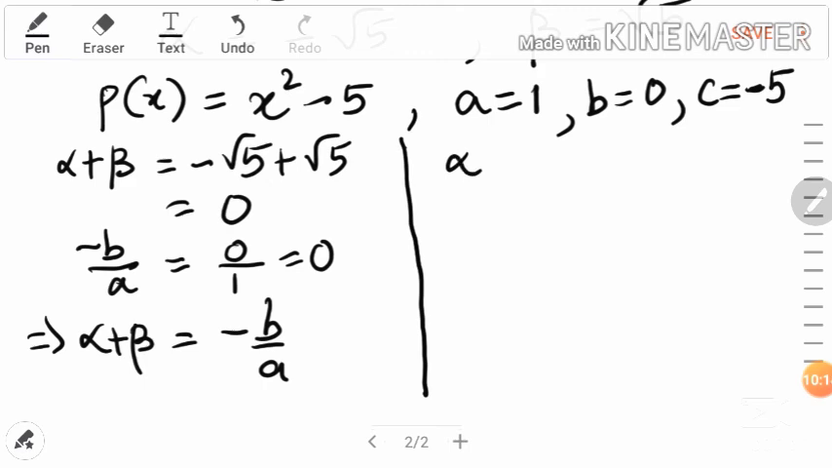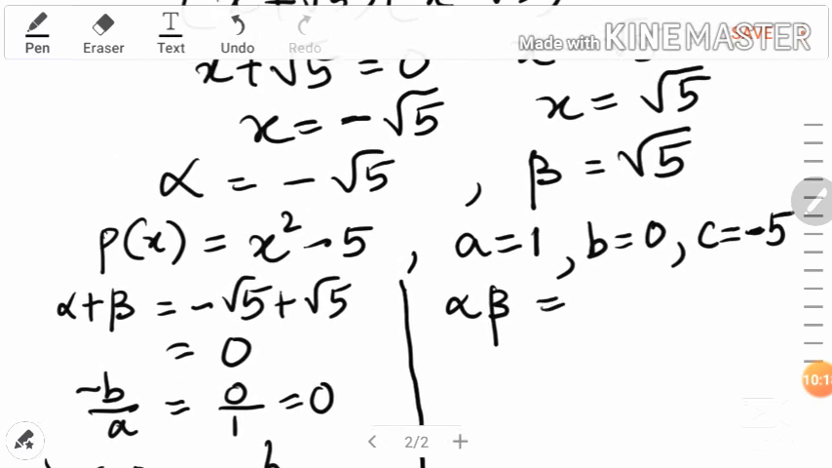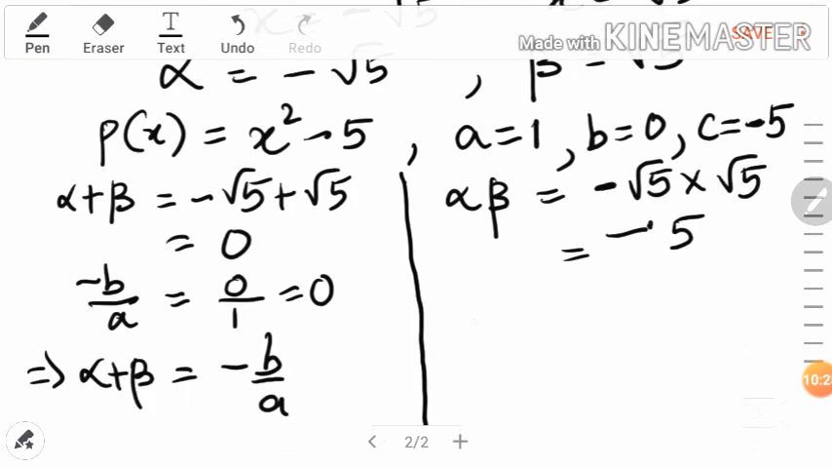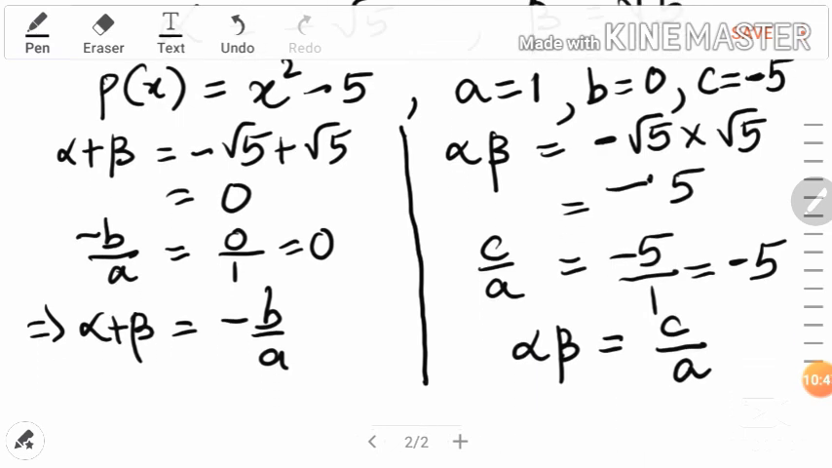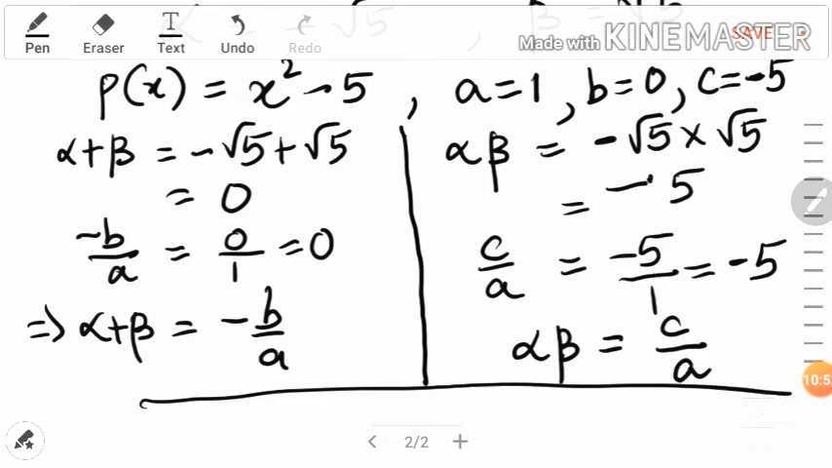Likewise, find out alpha into beta. Minus root 5 into root 5, that will be equal to minus 5. Then find c upon a. C is minus 5 and a is 1, which is minus 5. We see that both these results are equal, so alpha into beta is equal to c upon a, and we have verified the relationship.